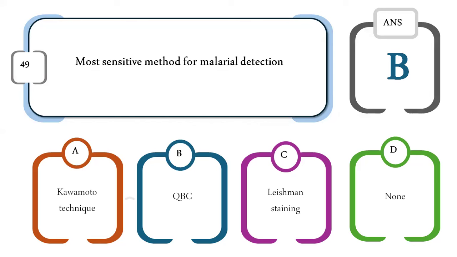So in this test, what we do? We collect the blood in the QBC tube, which is coated with fluorescent dyes. After that, it is centrifuged. After centrifugation, the tube is examined under a fluorescent microscope. Acridine orange stained malarial parasites appear brilliant green in color. It is a more sensitive method than the thick blood smear, and it can detect even 3 to 4 parasites present in a microliter of the blood sample. But the disadvantage is that the species cannot be identified, and it is costly also.